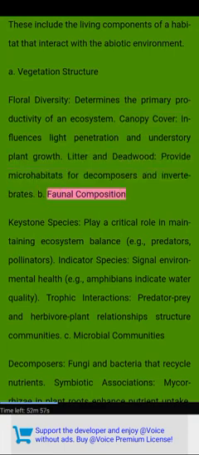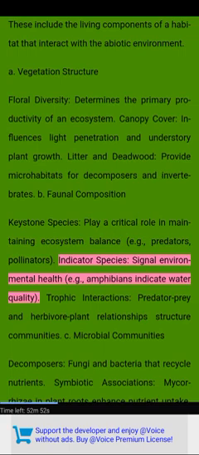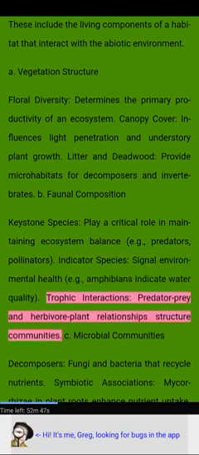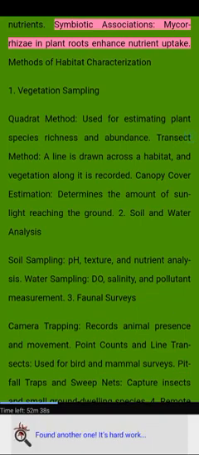B. Faunal composition. Keystone species play a critical role in maintaining ecosystem balance, e.g., predators, pollinators. Indicator species signal environmental health, e.g., amphibians indicate water quality. Trophic interactions, predator-prey and herbivore-plant relationships, structure communities. C. Microbial communities. Decomposers, fungi and bacteria, recycle nutrients. Symbiotic associations, mycorrhizae and plant roots, enhance nutrient uptake.